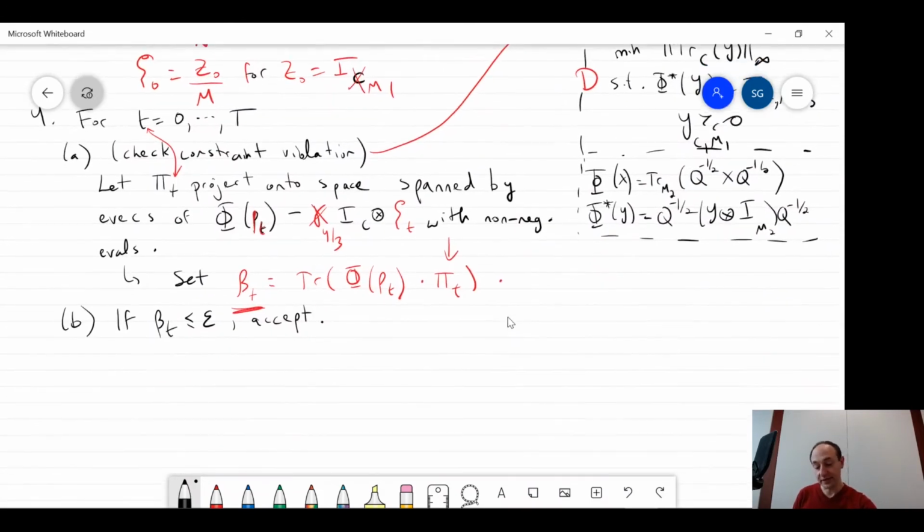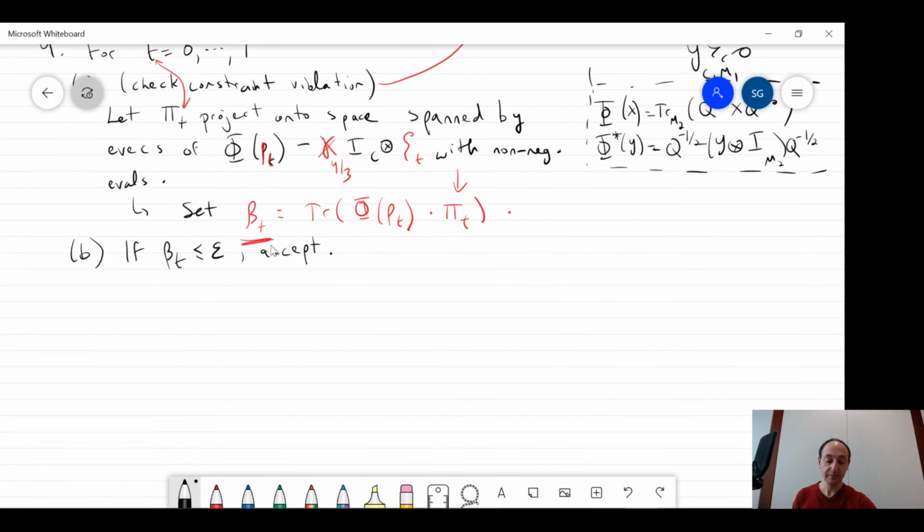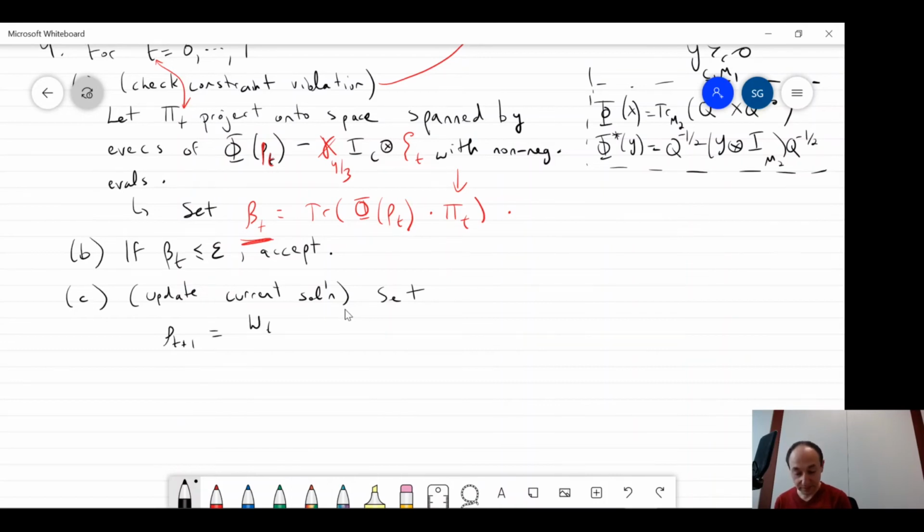Good. Now, if I'm unlucky, and my overlap with the bad subspace was bigger than epsilon, then I have to update my solution with the knowledge that I have, which is sigma. So update the current solution. What we'll do is set rho of t plus 1, the next choice of rho. What is it? It's going to be w t plus 1, the next choice of w, and this is just renormalizing. That's a no-brainer. We want it to be a density operator. And the only question is, what in the world do we set w t plus 1 to?